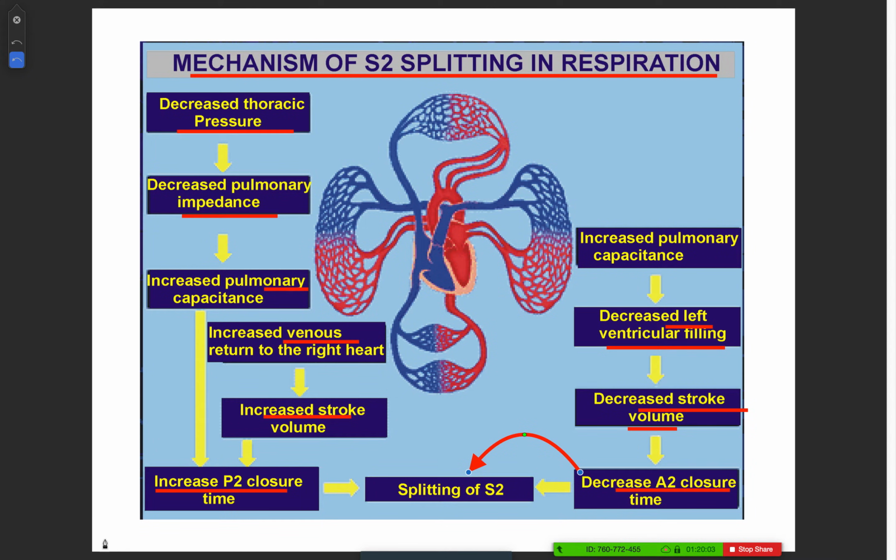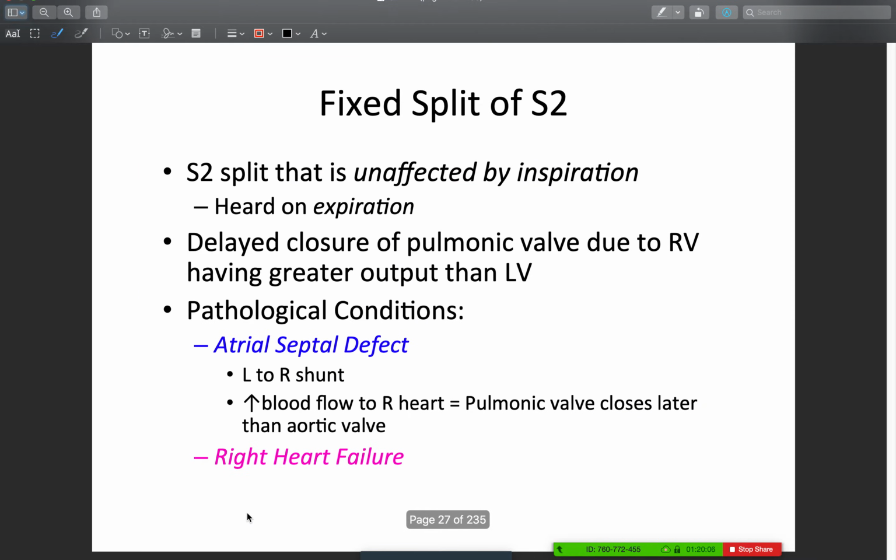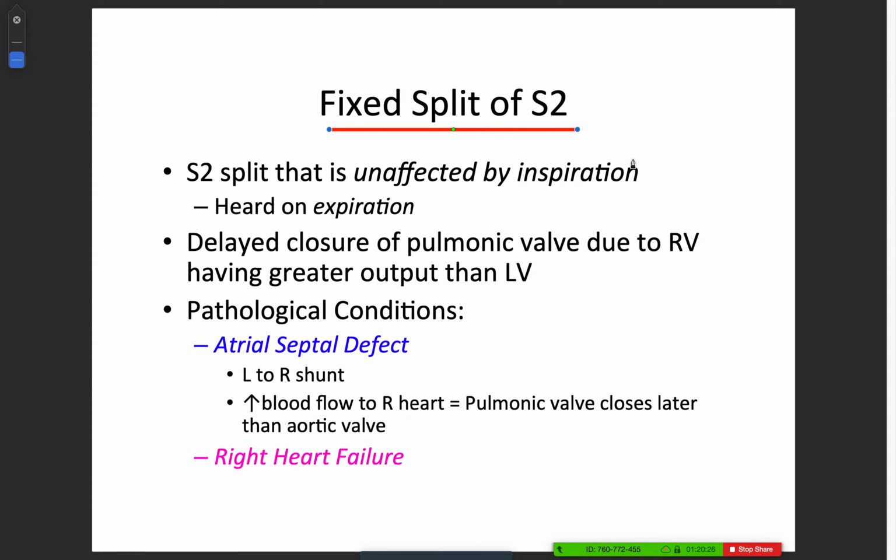Okay? All right. So I feel like I've explained that every way possible. We can move on to the next thing. If there's something we learn for Step 1, the only reason we learn it is to learn what can happen when it goes wrong, right? And so the first thing that can happen is our fixed split of S2. It's going to be an S2 split that's unaffected by inspiration. Whether we're inspiring or we're expiring, we are hearing both components of that S2.